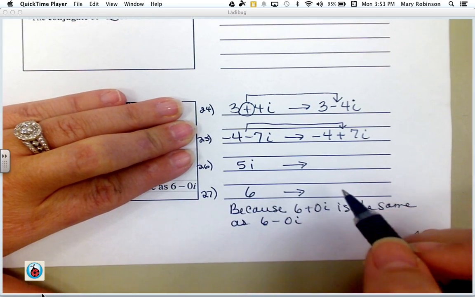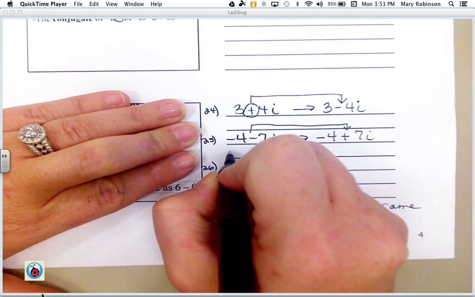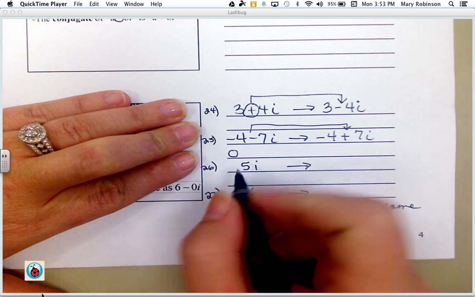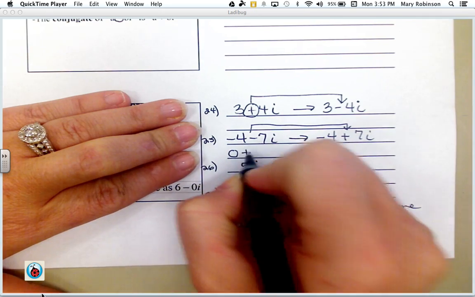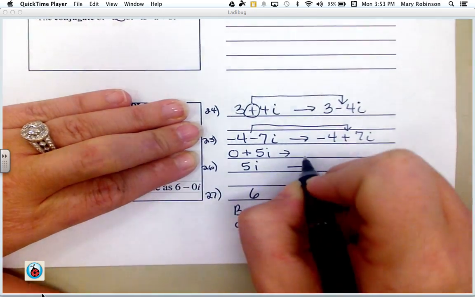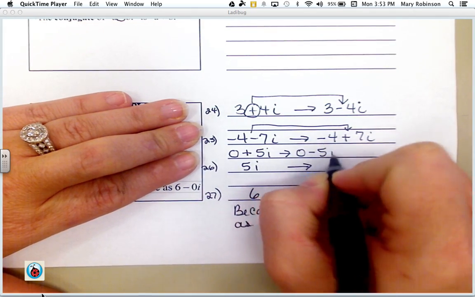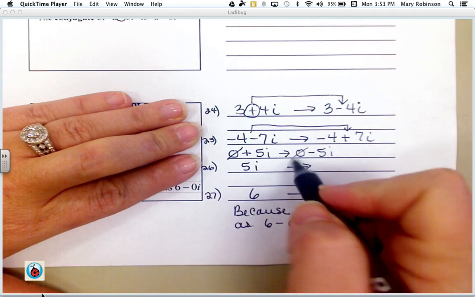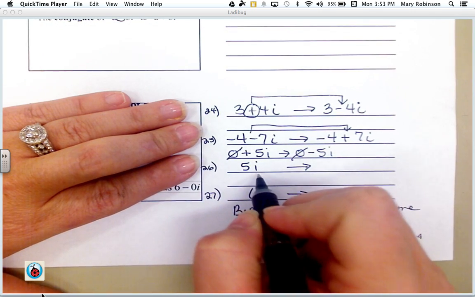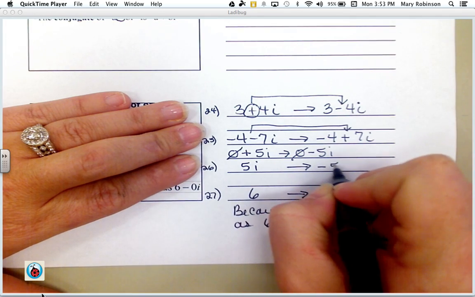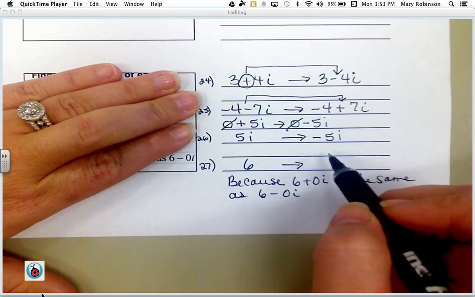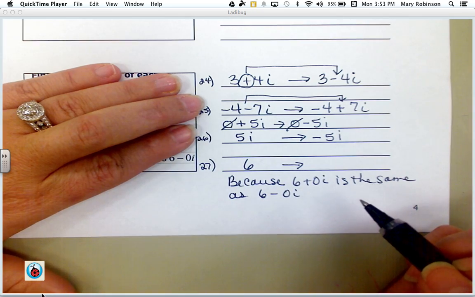Here we have 5i. Well, if you think about what that means, we could think of it as our real number being 0 because we don't see an a value. And we could either make it plus or minus here, 5i. If we were to find the conjugate of that, that would just be 0 minus 5i. So by dropping the 0, because adding 0 doesn't do anything, we recognize that if we have 5i, the conjugate would be negative 5i. So we are changing the sign of the imaginary part of our complex number.